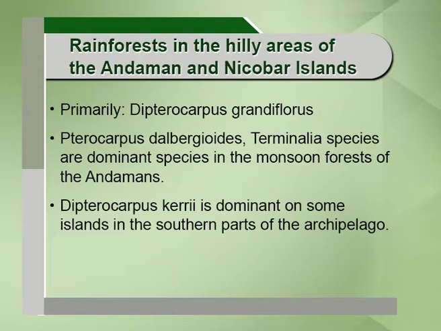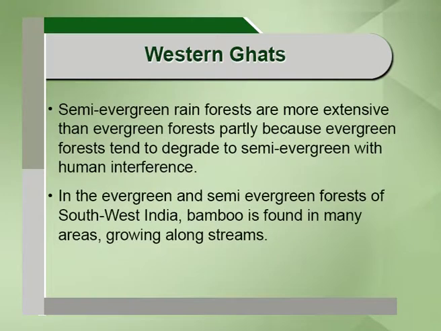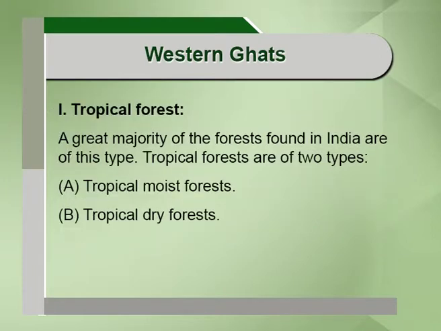Again in the Andaman and the Nicobar Islands we find the Dipterocarpus species, the Dalbergia species, Terminalia species, and the Dipterocarpus kerrii is dominant on the southern parts of the archipelago of the Andaman and the Nicobar Islands. The Western Ghat also has a rich variety of tree species like teak, the Indian rosewood, Indian kino and the crocodile bark. The semi-evergreen forests are more extensive than the rainforest because they tend to degrade to semi-evergreen with human interference.